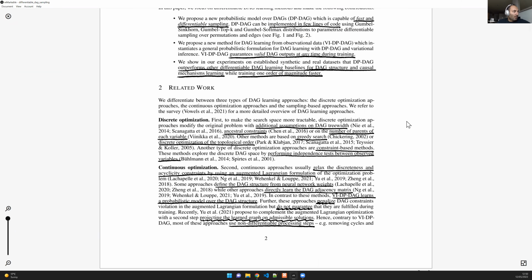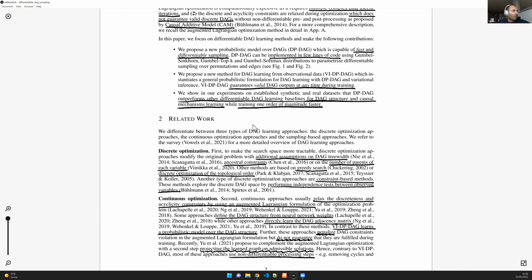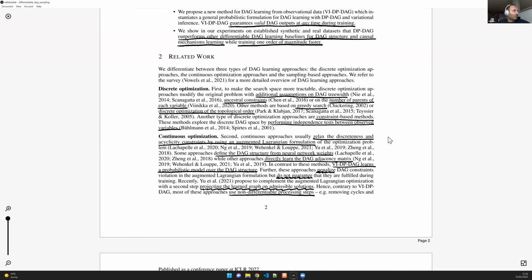Okay, so they define a quick overview of related work here. They define 3 areas of related work. One is solving this as a discrete optimization problem. I mentioned this, but to make this problem tractable, we have to add assumptions, things like the tree width of the DAG and the number of parents for each node. So we have to constrain the space to make the problem tractable as a discrete optimization problem.